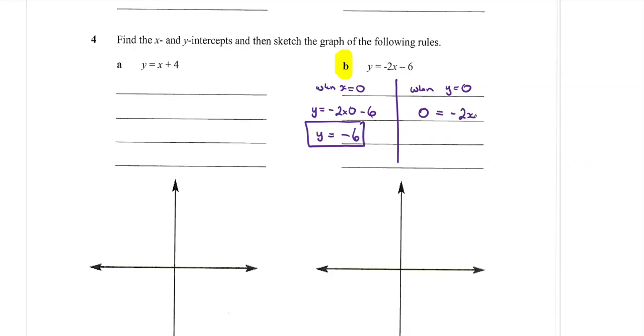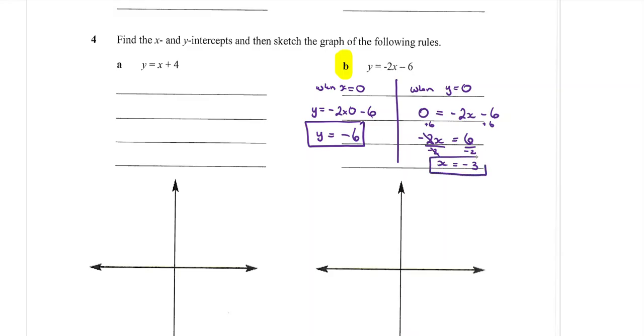Now this one's a little bit harder because the x is not by itself. I'm going to have to solve the equation to get the x by itself. What is the opposite that I need to do? Good, yes, plus 6. All right, I'm going to switch sides. I'm going to have minus 2x equals 0 plus 6 is 6. What's my next step? Divide by minus 2. Great. So it's x equals negative 3.